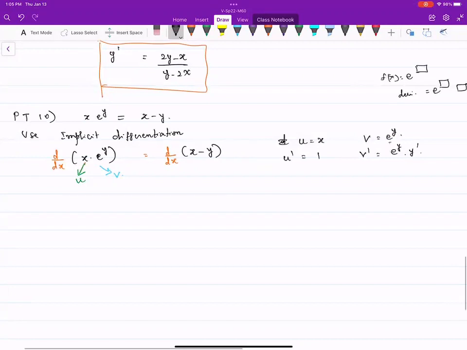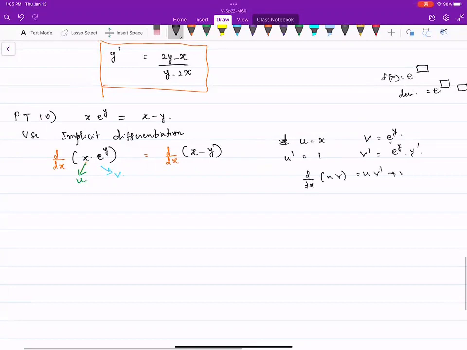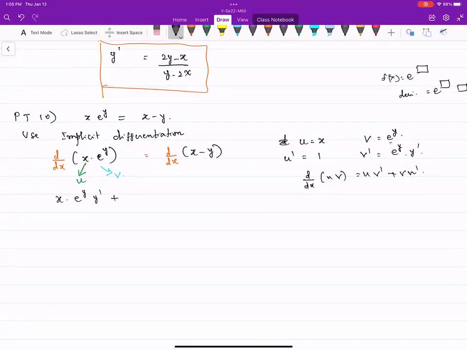So we are going to use the product rule, which is u v prime. So d by dx of uv is u v prime plus v u prime. So it is x v prime, that is e to the y times y prime, plus v, which is e to the y, times u prime, that is equal to 1 on the left hand side. Now on the right hand side, derivative of x is 1, derivative of y, you just have to say y prime. Derivative of y with respect to x, so it is just y prime.